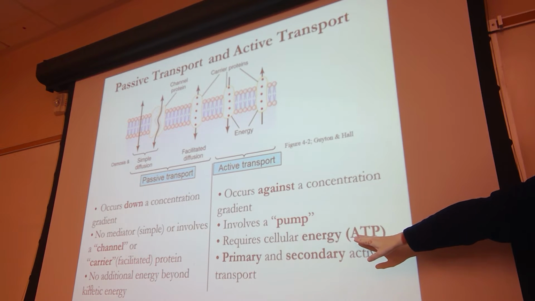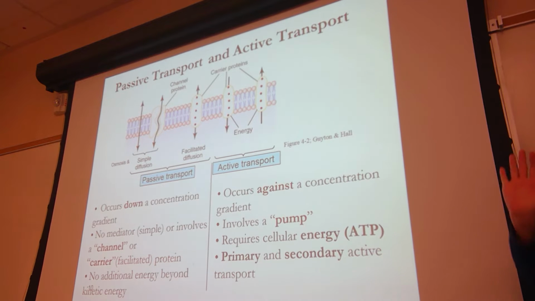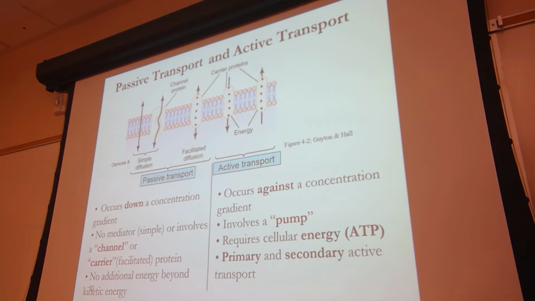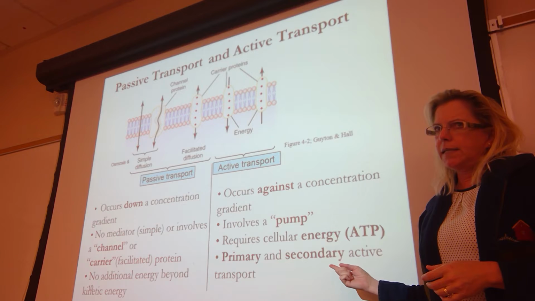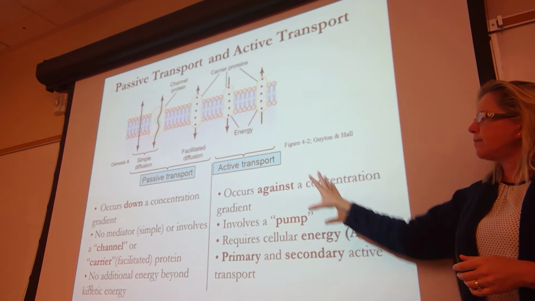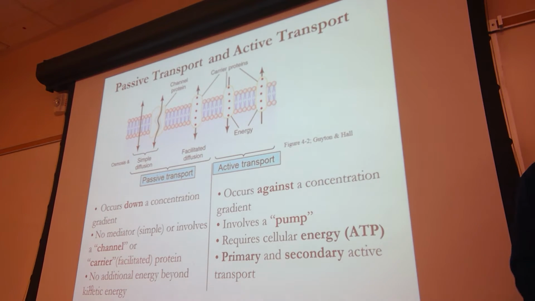This is going to require ATP if we're moving something against the gradient. But there are two different kinds of active transport that fall in this category. Primary active transport, and one that's a little bit more quirky called secondary active transport. Again, I'm going to go through all of these one at a time.